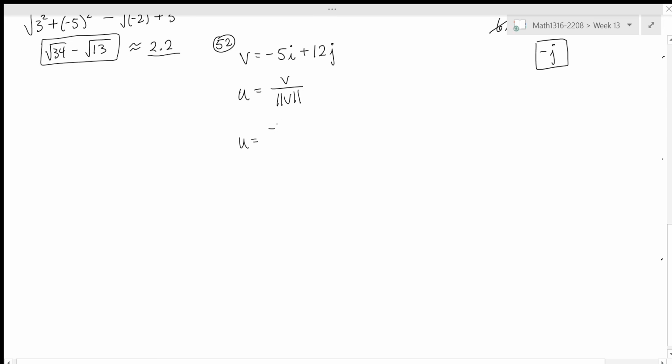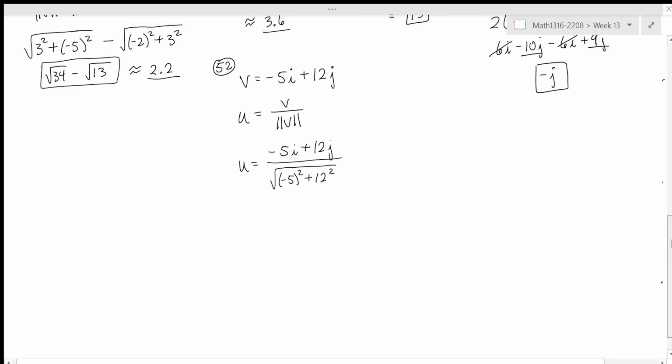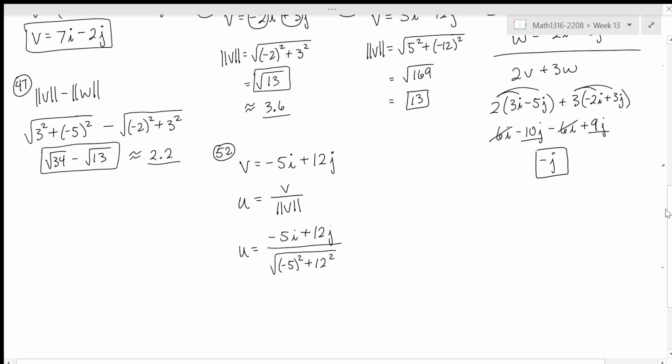Now vector v, that's negative 5i plus 12j. All of that is v. And in the denominator, we're going to need the magnitude. So plug it into the magnitude formula in the bottom. And if I'm not mistaken, we've done that calculation already. Right back here where we did the other one. And so we know the magnitude is 13.